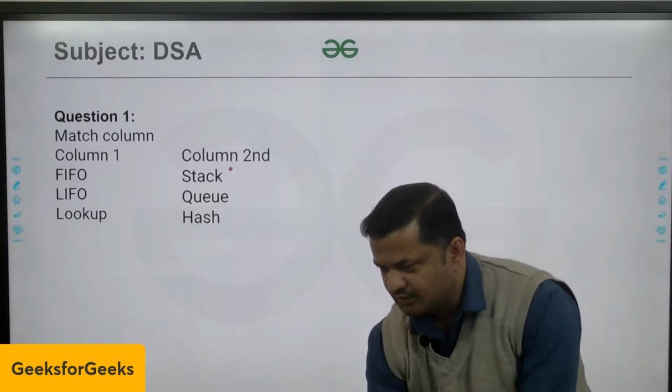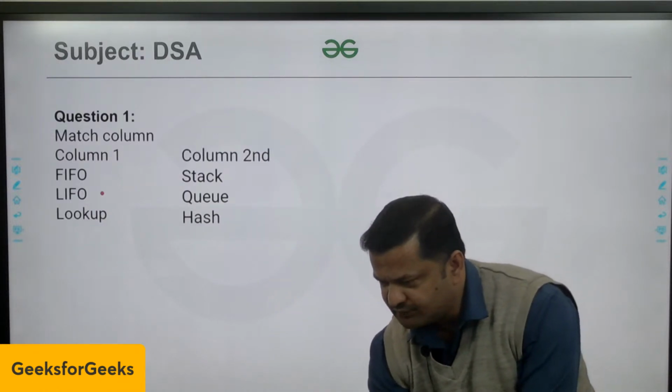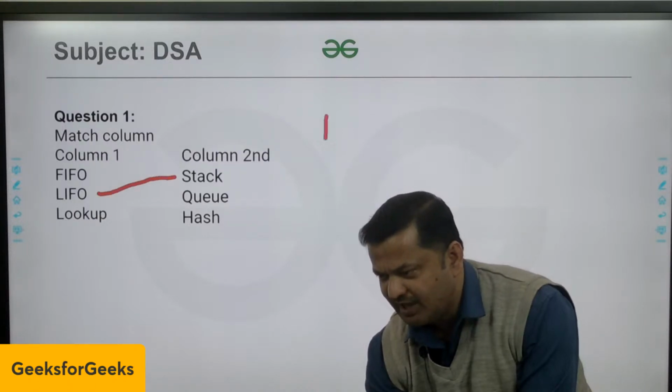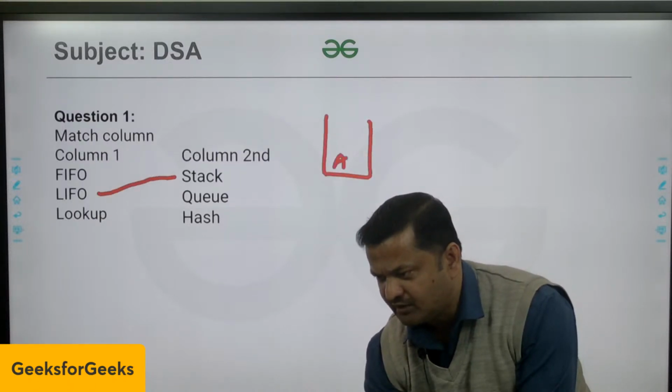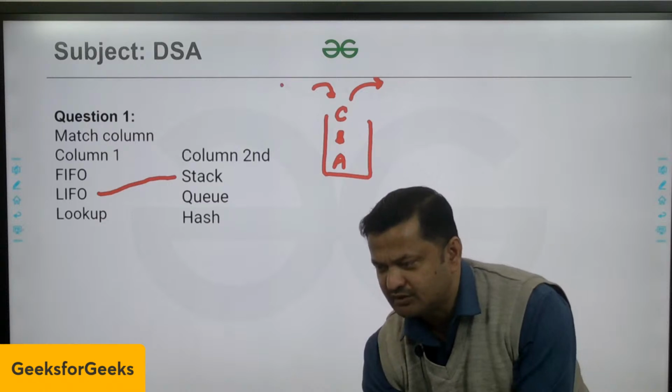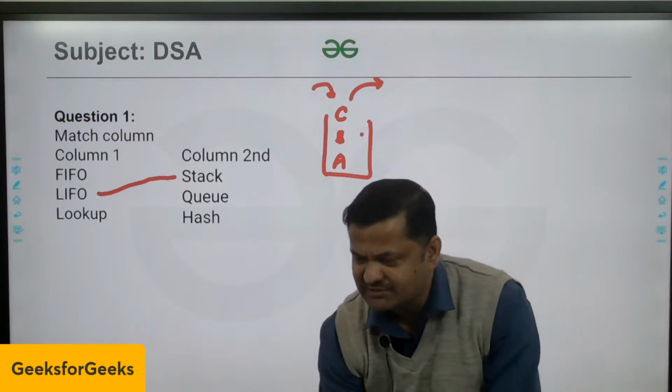If you look at the features, last in first out is matched with the stack. Here A is inserted first, B is inserted next and then C is inserted. So this works like this, and C will be picked first. This is the push and pop operation, so it is last in first out.